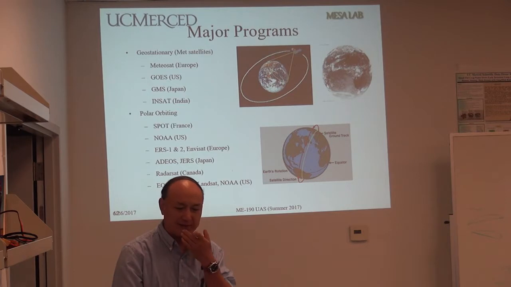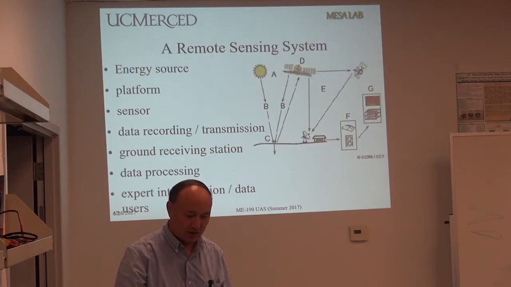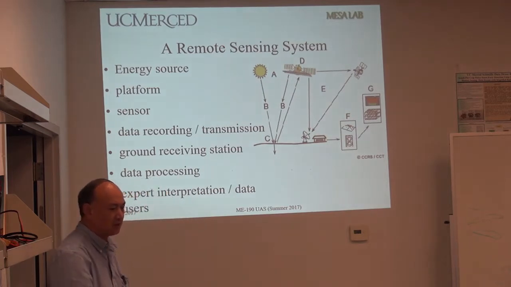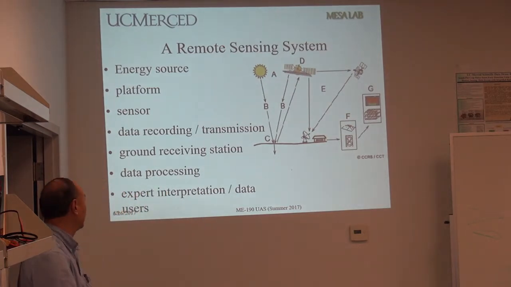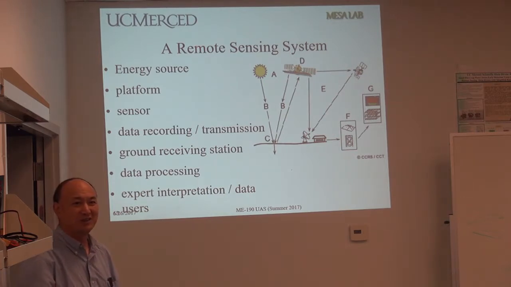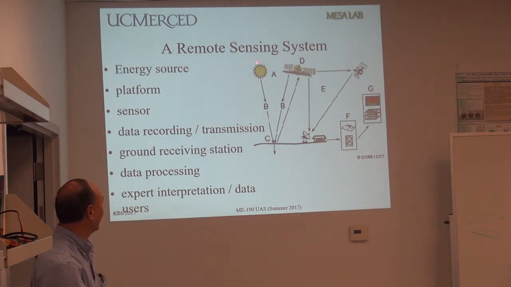Here comes the question regarding remote sensing. You are going to check your quiz, okay? We're going to go through it carefully. So we have A, B, C, D, E, F, G. This is a remote sensing system. You need to have an energy source. What is the energy source? It's the sun. The sun is our energy source.